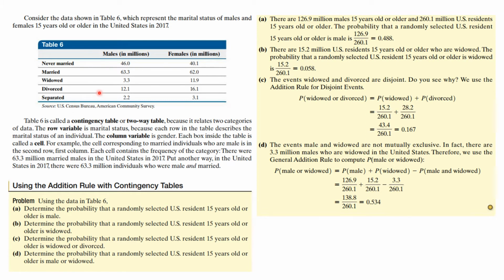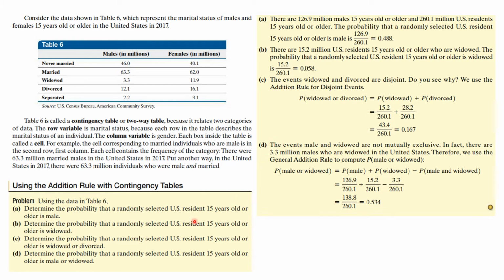Well, you say, what is the number of males divided by the total number? Now you have to add up this column to do that. But if we add up that column, we can use Excel to do that, we find that there are 126.9 million males 15 years or older, and there are total in this survey of 260.1 million U.S. residents 15 years or older. So the probability is going to be the size of the males divided by that, and we find that just a little less than half, or 48.8% of this survey were males.